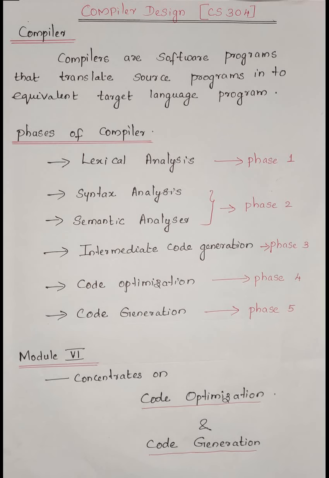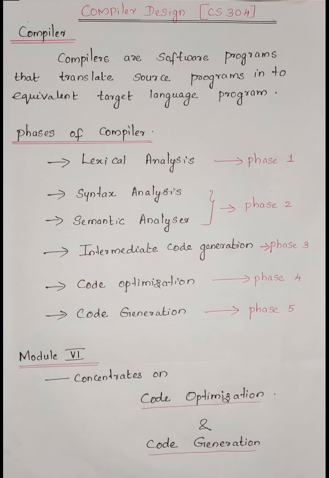Compilers are software programs that translate a source program into an equivalent target language program. About the phases of a compiler: the first phase is lexical analysis, phase 2 consists of syntax analysis and semantic analysis, phase 3 is intermediate code generation, phase 4 is code optimization, and phase 5 is code generation.